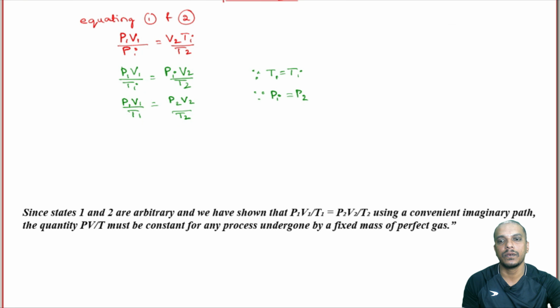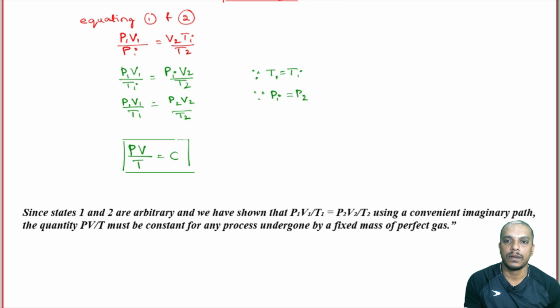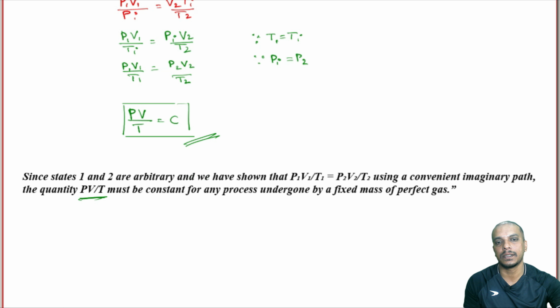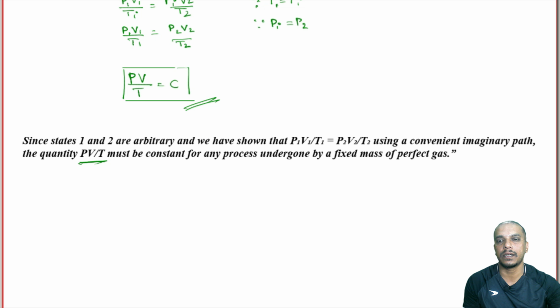Now, what did we just prove? PV by T is equal to constant between the two imaginary processes which we have considered. Since states 1 and 2 are arbitrary, and we have shown that P1 V1 by T1 is equal to P2 V2 by T2 using a convenient imaginary path, therefore the quantity PV by T must be constant for any process undergone by a fixed mass of perfect gas.